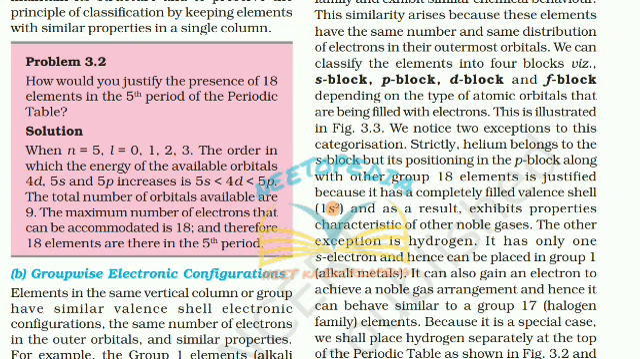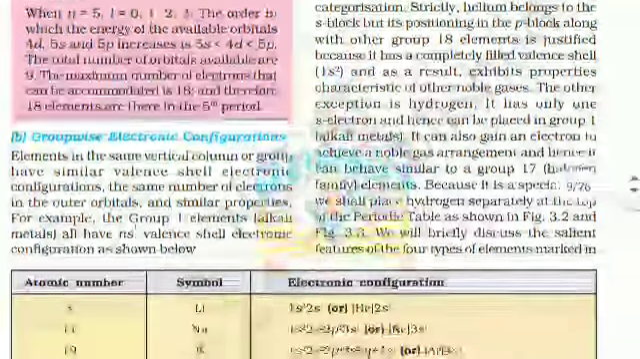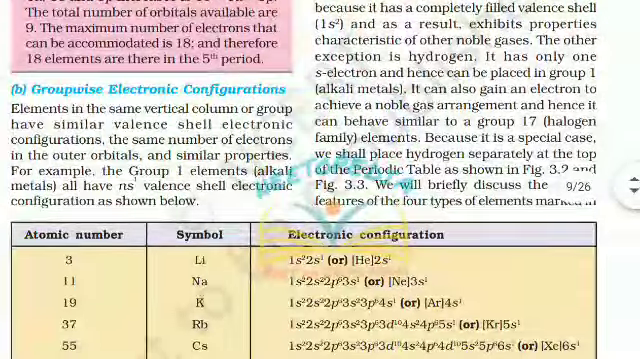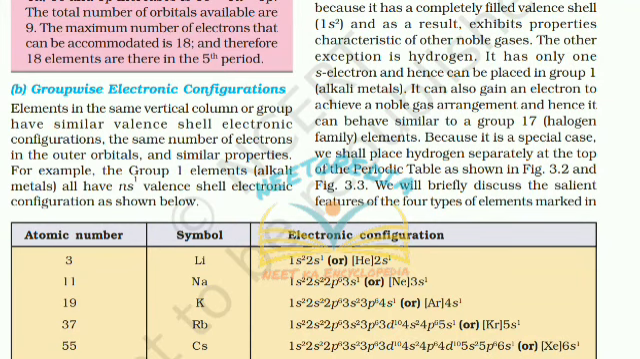The other exception is hydrogen. It has only one s electron and hence can be placed in group 1. It can also gain an electron to achieve a noble gas arrangement, and hence it can behave similarly to group 17, that is the halogen family elements. Because it is a special case, we shall place hydrogen separately at the top of the periodic table as shown in figure 3.2 and figure 3.3.